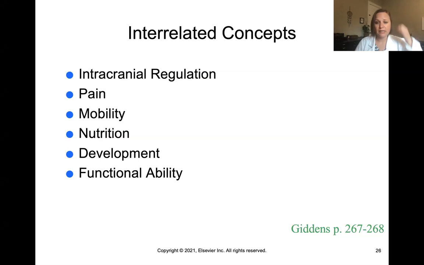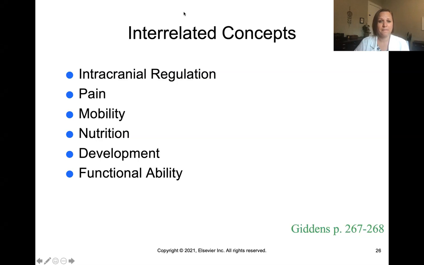In terms of interrelated concepts, the most highly interrelated would be intracranial regulation. So all of these senses are perceived and translated, and meaning is found of those senses, from your brain. And so any changes or dysregulation in the brain is going to have a huge impact on sensory perception. Pain is also related. We don't like to think about pain as a good thing, but pain tells us things when we need to know them. And so if you're not able to feel pain, you might not be able to keep yourself safe.